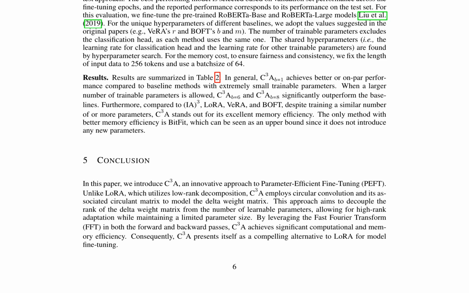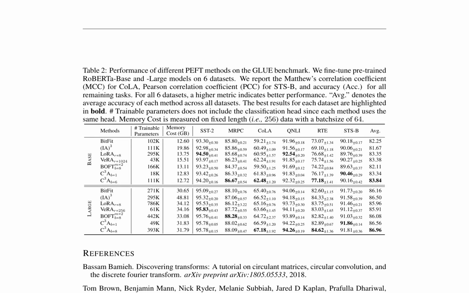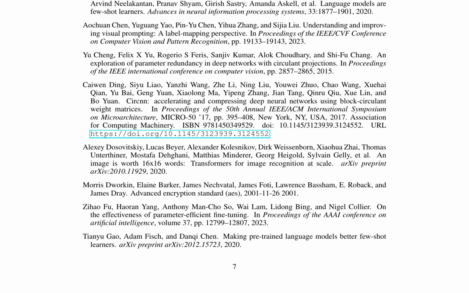This section of the research paper presents a comprehensive comparison of various parameter-efficient fine-tuning (PEFT) methods on the GLUE benchmark, which includes 6 datasets. The methods evaluated are BitFit, LoRA, Vera, and C3A, with different model sizes and configurations. The table provides an overview of the performance metrics for each method, including Matthews correlation coefficient, MCC, for CoLA, Pearson correlation coefficient, PCC, for STS-B, and accuracy, ACC, for the remaining tasks.